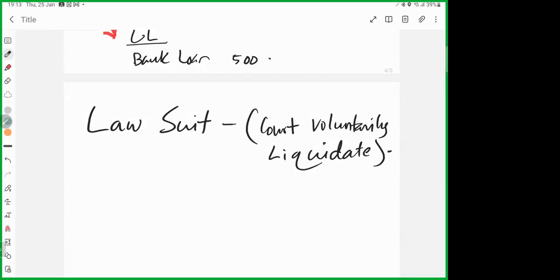So the lawsuit, the court voluntarily liquidated the company. It's a mandatory order. Yes. There are other reasons also. What about loss?